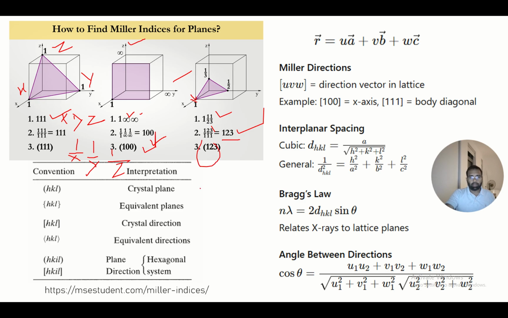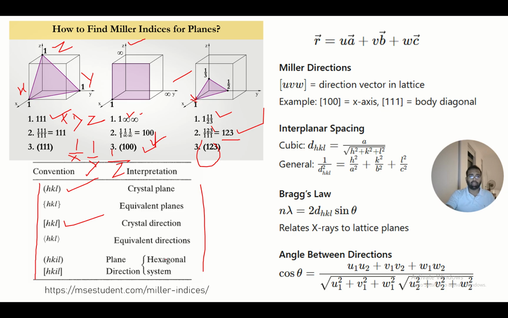And these are notations. You need to follow these notations. Let's say if you have a crystal plane, then you will use parentheses. If you want to represent equivalent planes, then you will use curly brackets. And for directions, you can use these brackets, what we call them, the square brackets. So these can be used.